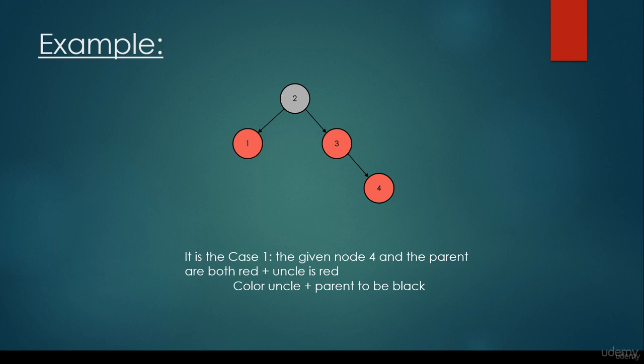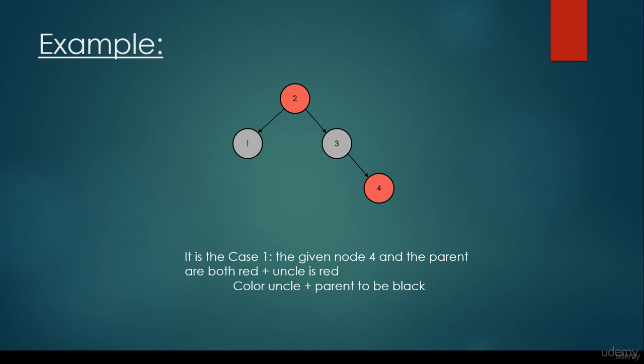The parent of the newly inserted node has the color red, and the uncle has the color red, because the uncle of 4 is going to be the node 1. The parent of 4 is going to be the node 3. So this is the typical case 1. Okay, so we have to color the uncle plus the parent to be black. So basically this is how we do it. This is the typical case 1 situation, if you may recall.